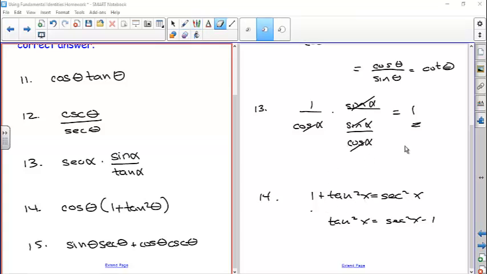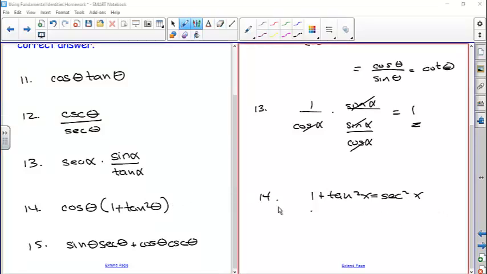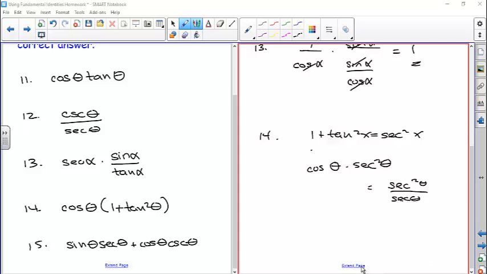So 1 plus tangent is that. So then I can just substitute in for 1 plus tangent of theta. So I'll have cosine of theta times secant squared of theta. So cosine stays the same. 1 plus tangent squared becomes secant squared. But the cosine is 1 over the secant, so I could rewrite cosine of theta as 1 over secant, and then secant squared divided by secant is just secant. So that's the answer for this one right here, number 14.